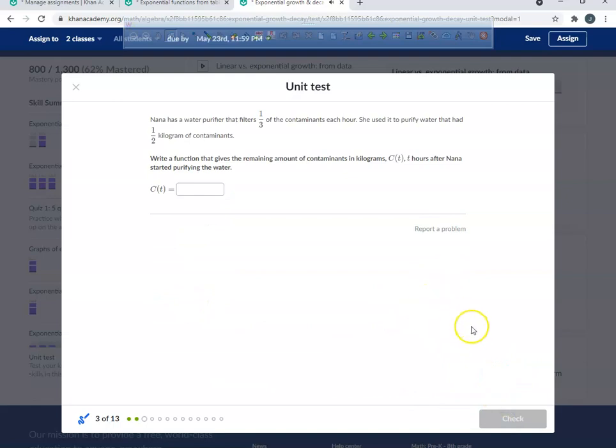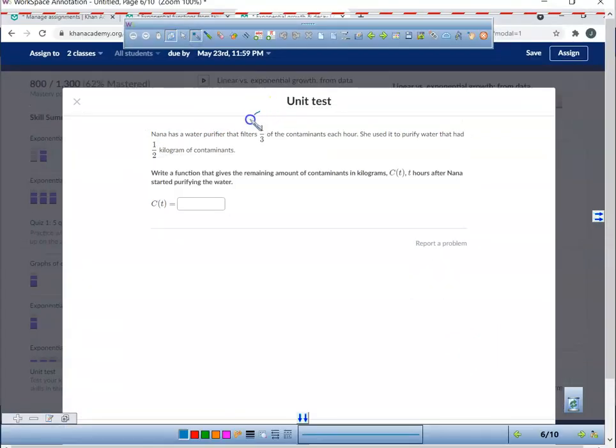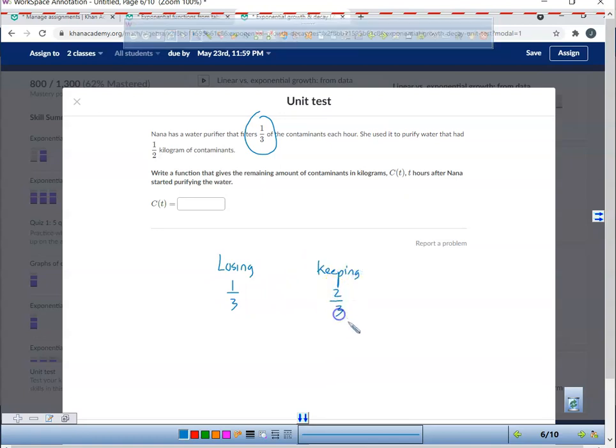All right. Nana, good old Nana, has a water purifier that filters 1/3 of the contaminants. So it filters 1/3, which means it's losing 1/3. If it's losing 1/3, that means it's keeping 2/3, and that's my B value. Okay? Not what it's losing, it's keeping. All right? So basically, it's losing 33%, and it's keeping 67%. She used it to purify water that had 1/2 of a kilogram of contaminants. Oh, that's your A value. Just so you know, that's what you're starting with.